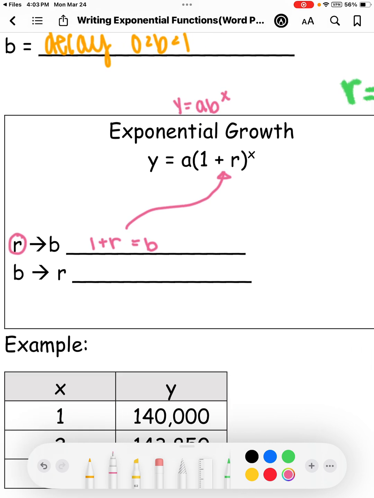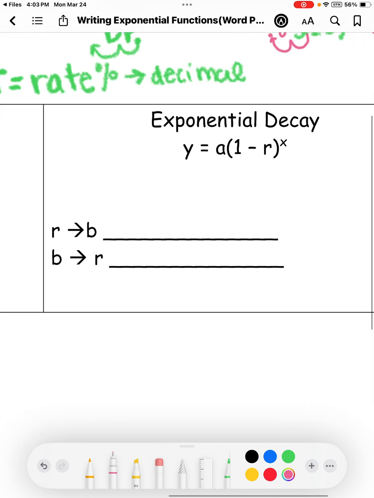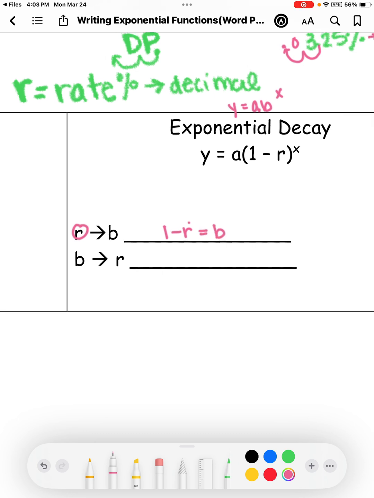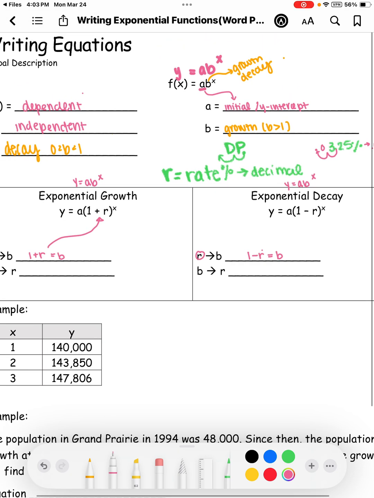Vice versa. If it's exponential decay, again, there is no R in the equation. So to get from R to b, I would do 1 minus R if it's exponential decay. Okay, I'll give you a moment to chew on that.